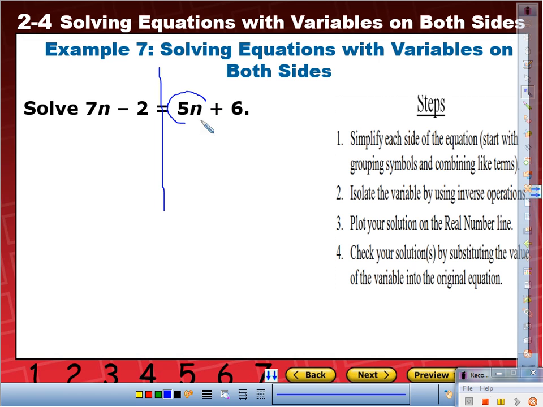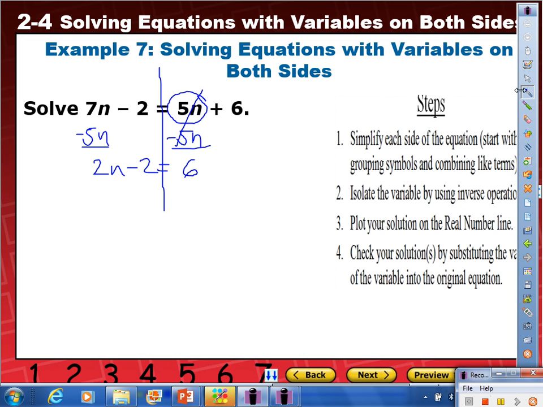If it's a positive 5n, to cancel this one, we do the opposite. It's a negative 5n, and whatever we do to one side, we do to the other side. We're left with 2n minus 2 equals 6. Do you know what to do from there? Copy that, please, and finish, please.